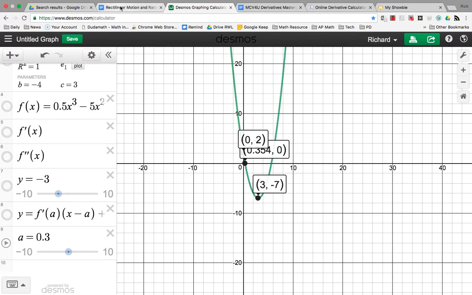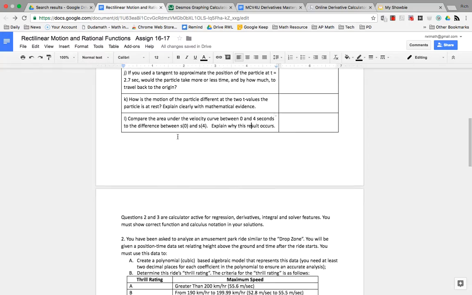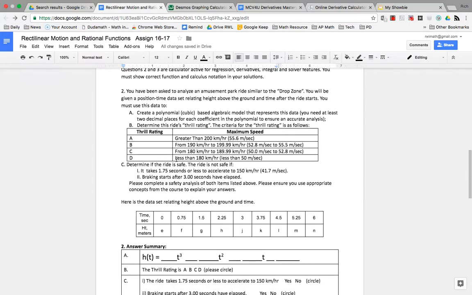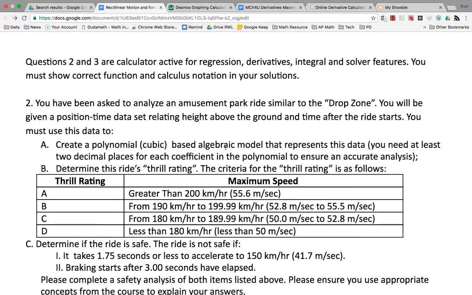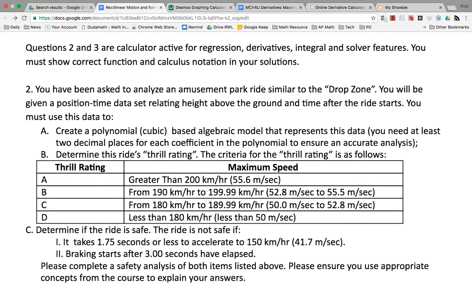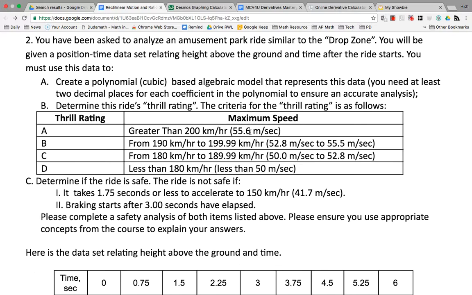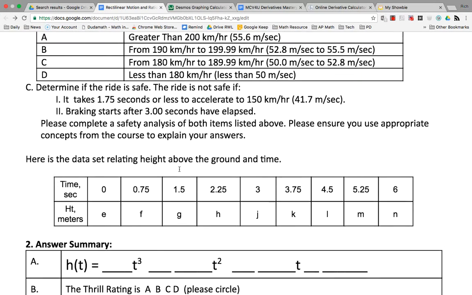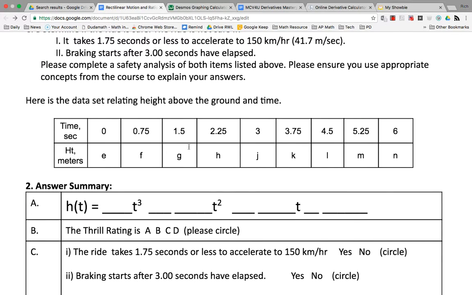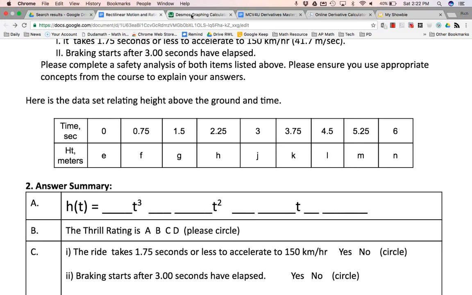Okay, so let's go to question 2. If you notice, question 2 says the calculator is active for regression, derivatives, integrals, and solver features. So in the first one, you have to do some regression. To do regression, you can do it on your black calculator, and there is a screencast on the Mr. Long Happy Math site in the technology section on how to do that, but you can also do it with Desmos. I'll quickly show you that.